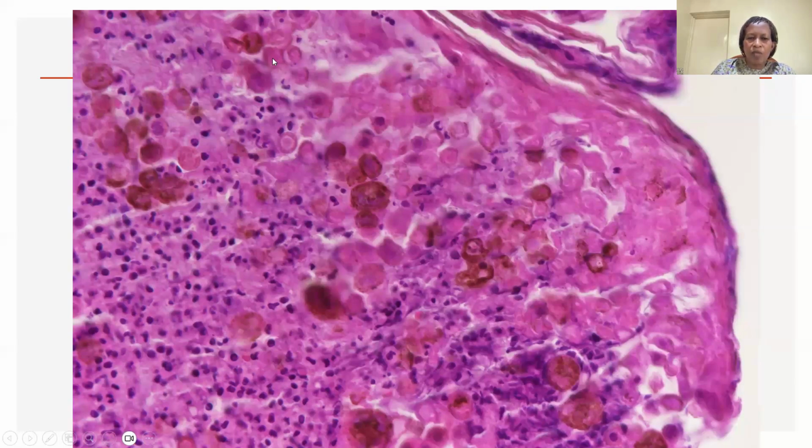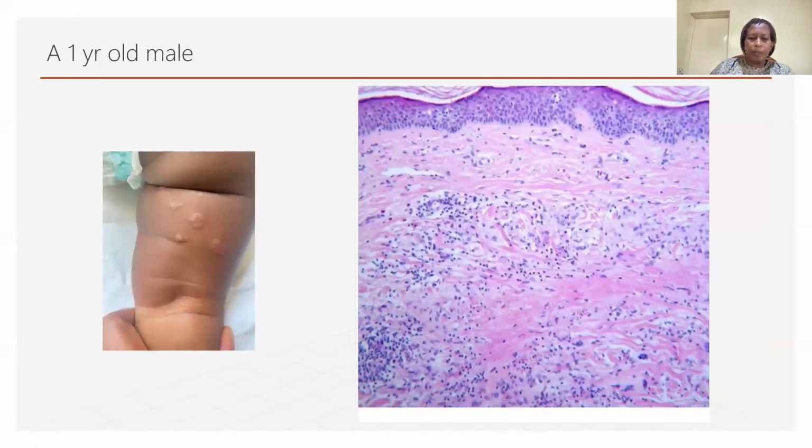This is classical for herpetic infection, zoster, chickenpox, as well as herpes simplex. And in this case, we concluded chickenpox, patient managed and doing well.